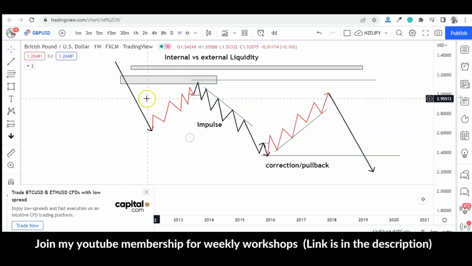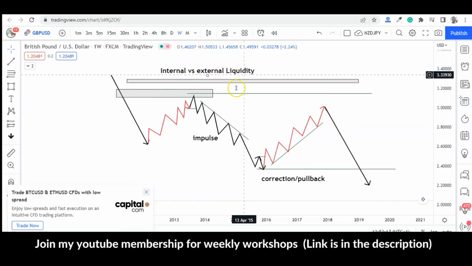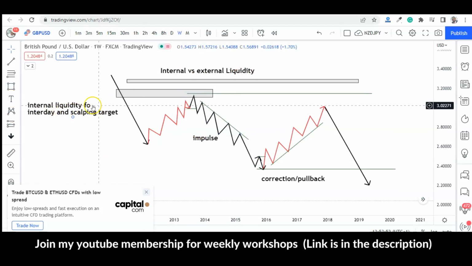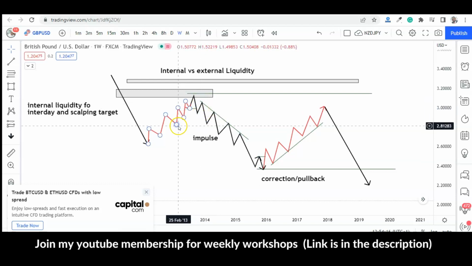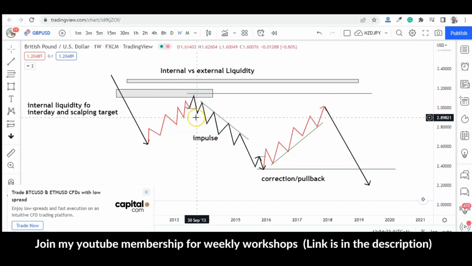So now what are the duties of internal and external liquidity? Why do you need it? Now, number one, you need the internal liquidity for intraday and scalping targets. Meaning, if I'm to take this trade here in a lower time frame, maybe I enter on a good setup, because this change of character will happen within the lower time frame market structure. So if I'm entering this trade here, I can use all of this liquidity here as my target for intraday or scalping. If I'm scalping for a quick 20 pips, 10 pips, this might be my target.